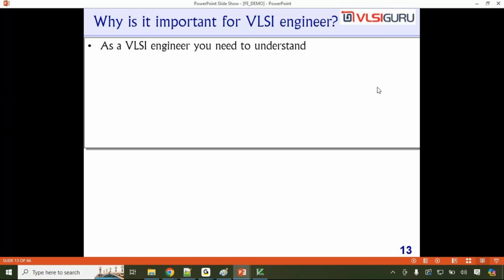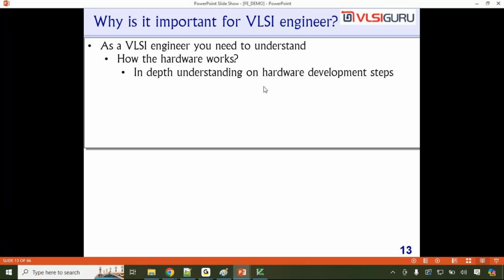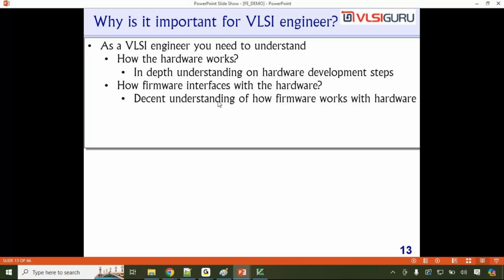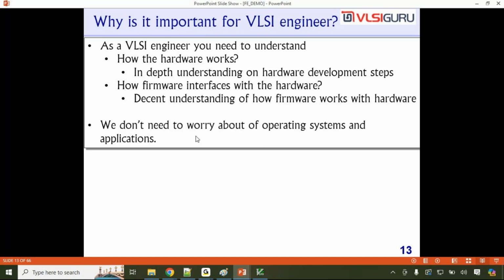As a VLSI engineer, you need to understand how the hardware works. You need to have an in-depth understanding of hardware process. Other than that, you need to know how firmware interfaces with the hardware. It requires a decent understanding of how firmware works with hardware. So we don't need to worry about operating system and application.